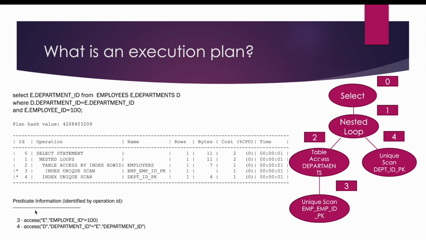You can also see the predicate information below. Operation number 3 is doing an access on e.employee_id equal to 100. That means it is basically fetching e.employee_id equal to 100. And we also have operation number 4, which is again the access on d.department_id equal to e.department_id, which is nothing but the join operation between the two tables.